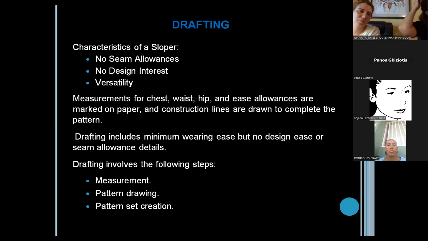Characteristics: measurements for chest, waist, hip, and all others. Drafting includes minimum wearing ease, but not design ease. The steps are measurement, pattern drawing, and pattern set creation. We will see in the next lesson, step by step, how we can create a sloper block.